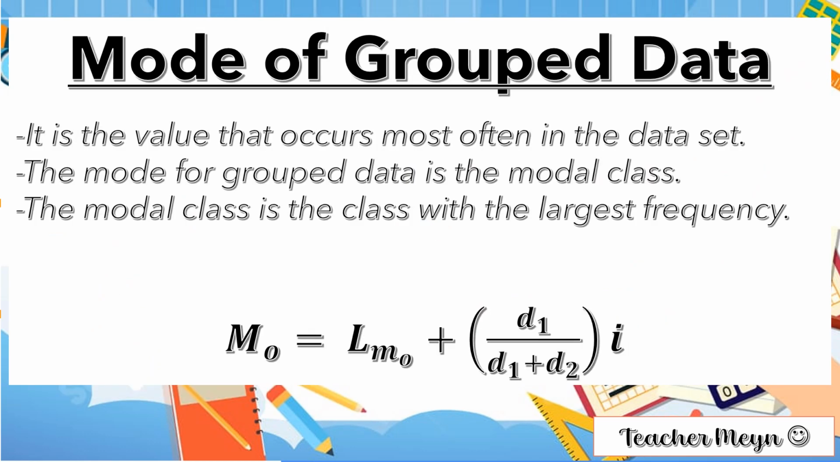Okay, next, the last measure of central tendency for grouped data is the mode of grouped data. By definition, it is the value that occurs most often in the data set. The mode for grouped data is based on the modal class, which is the class with the largest frequency. The formula: mode, M sub O, equals the lower limit of the modal class plus the difference 1 over the difference 1 plus the difference 2, times i.